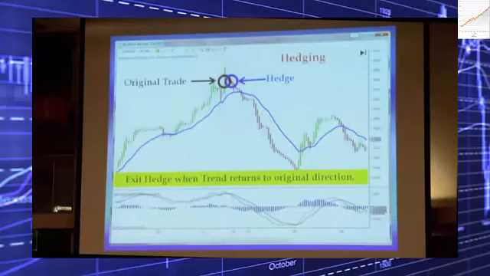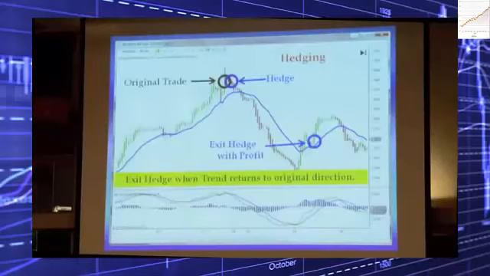When this happens on the trend chart, guess what? This was a long position based on the original trend. Now I enter into a short position. Here's my hedge. Market goes down. I will exit the hedge when the trend resumes in the original direction. And that happens right here, and it's actually confirmed on the MACD right here.